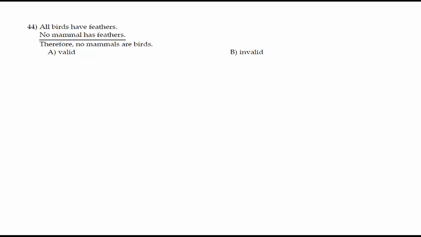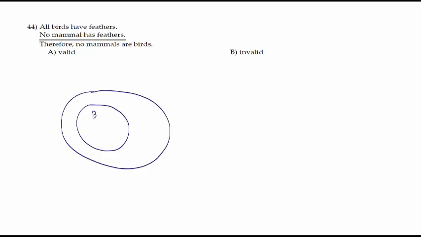For question number 44, we are given another argument. We're trying to decide if it's a good argument or not. My first premise: all birds have feathers. So the set of birds has to lie inside the set of creatures with feathers. So birds is inside feathers. Then I'm told that no mammals have feathers. That means the set of mammals has to be somewhere where it does not touch feathers. So I'm going to let this be my mammals.